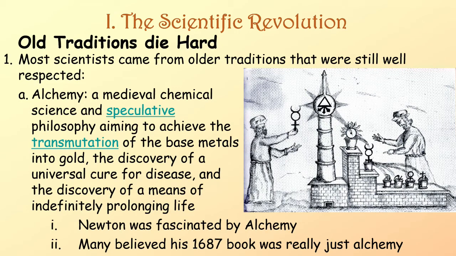Old traditions die hard. We just saw that with Linnaeus. Most scientists came from older traditions that were still well respected. For example, alchemy. Alchemy was a medieval chemical science and speculative philosophy that was aiming to achieve the transmutation of the base metals into gold. The discovery of a universal cure for disease, that was another aim of alchemy. And the discovery of a means of indefinitely prolonging life. All of these were goals of alchemy. Newton himself was fascinated by alchemy. Many believed that his 1687 book was really just alchemy.